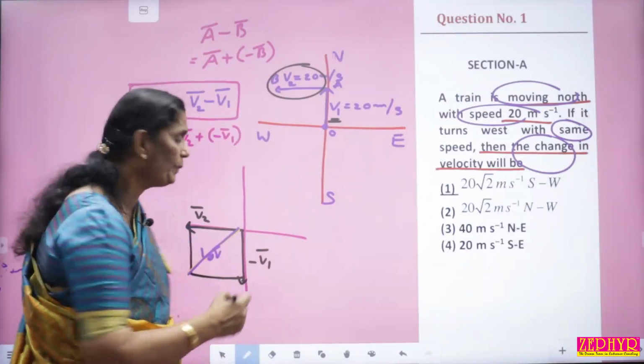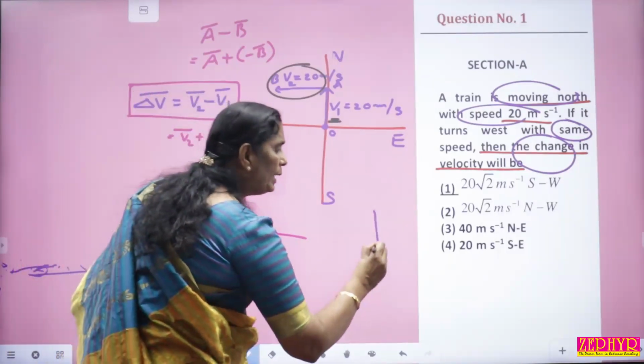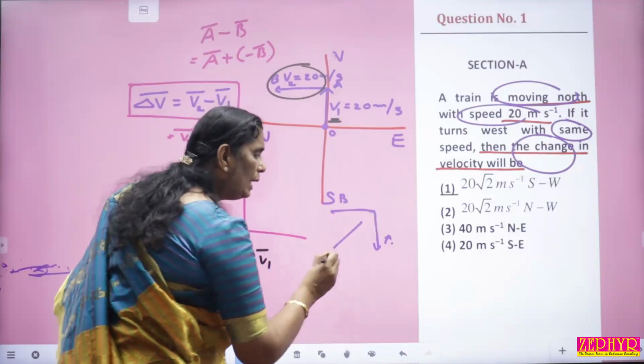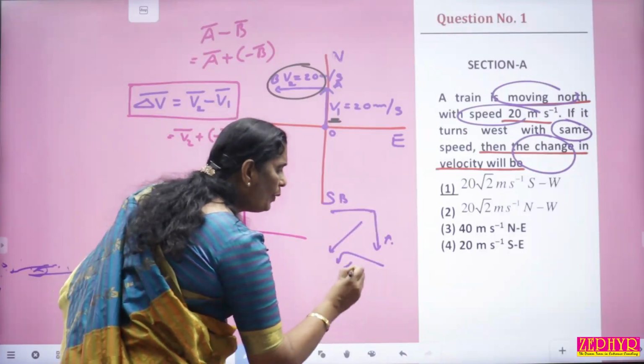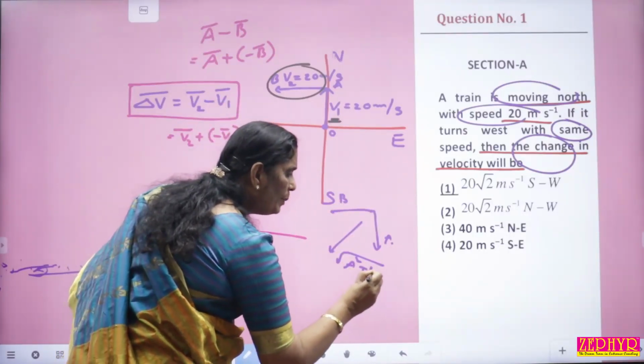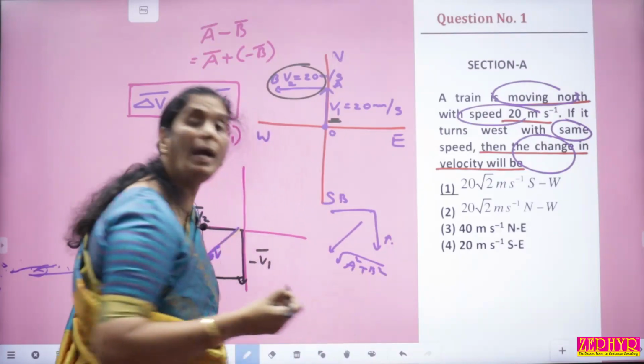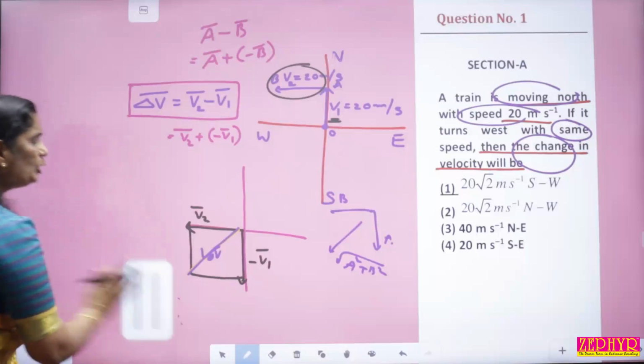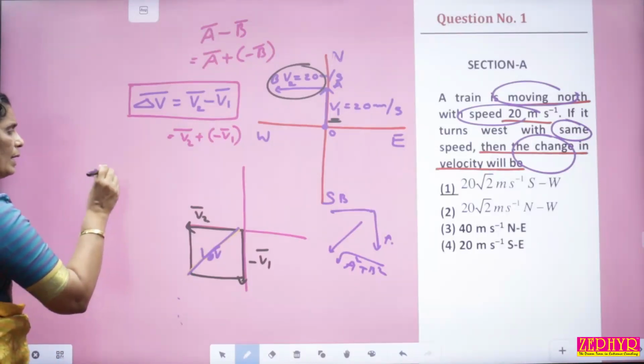This one we take as A and this one we take as B. Then what we need is root of A square plus B square. We can apply it from the magnitude point of view.